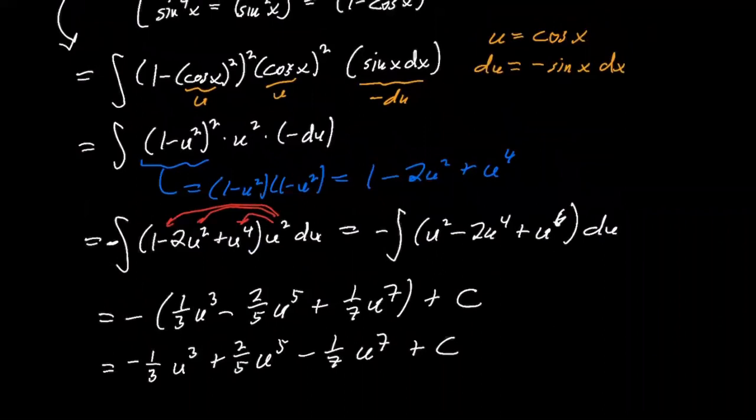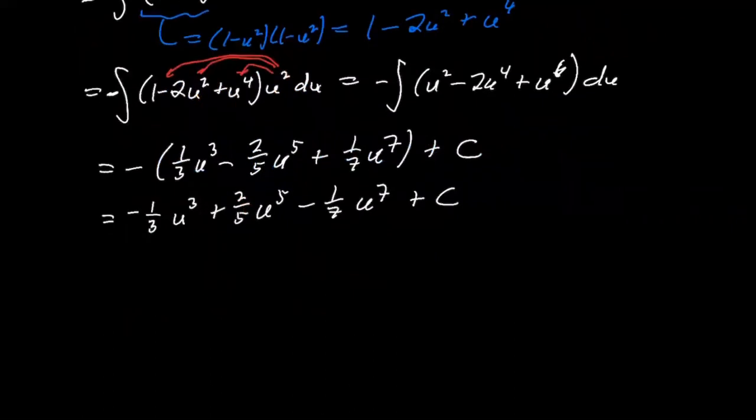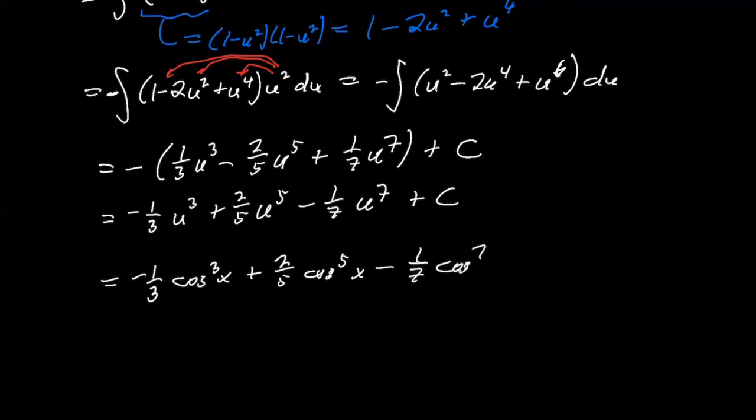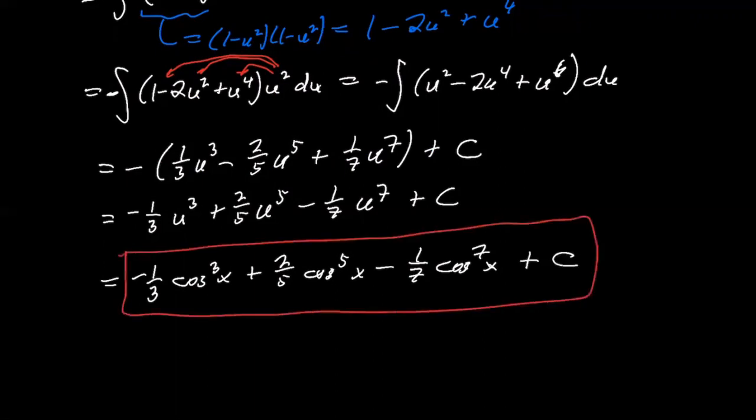And now we plug back in for u. u is cosine, so we plug that all the way back in for all the u's, and we get minus 1/3 cosine cubed x plus 2/5 cosine x raised to the fifth power, minus 1/7 cosine x raised to the seventh power plus c. And that's your answer.